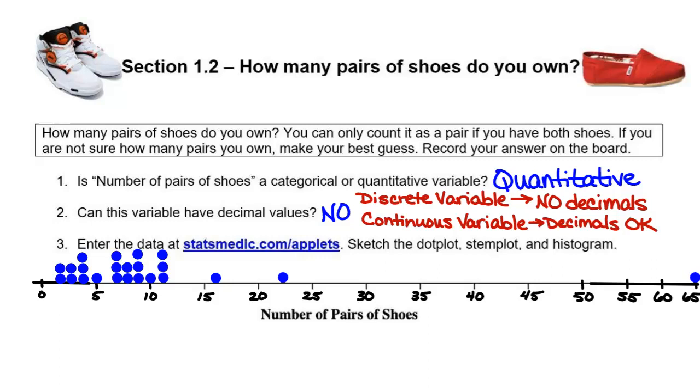This is a little bit below your number line, and then over on the left-hand side, we're going to do what's called a stem and leaf plot. This is what our stem and leaf plot looks like.